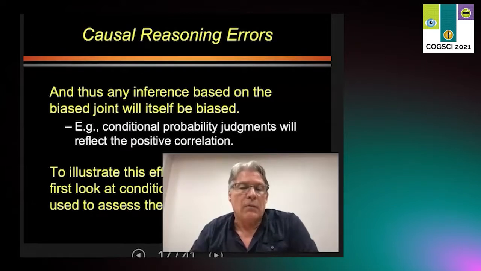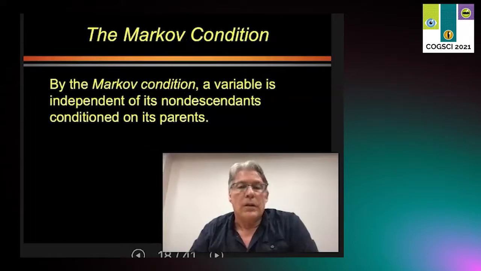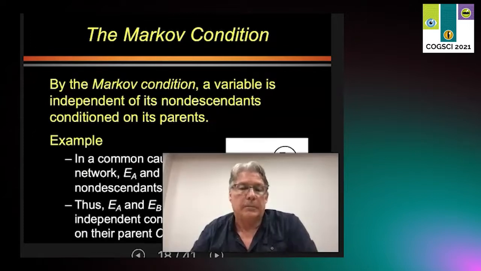And to illustrate this, it will be convenient to look at some conditional probability queries that have been used to demonstrate something called the Markov condition. So what is the Markov condition? Well, according to the Markov condition, a variable is independent of its non-descendants conditioned on its parents. In our example graph, effect A and effect B are non-descendants and thus are defined to be independent conditioned on their parent C. The intuition is that C is the direct cause of effect A, so once you know about the state of C, effect B provides no additional information about effect A. We say that effect A is screened off from effect B by C.